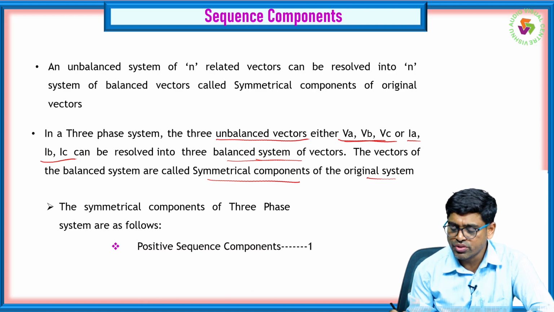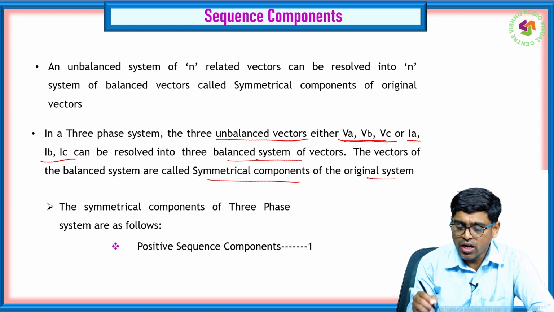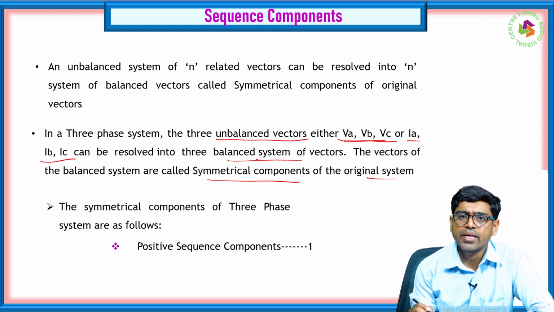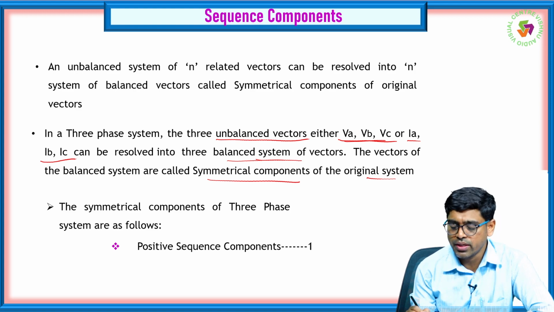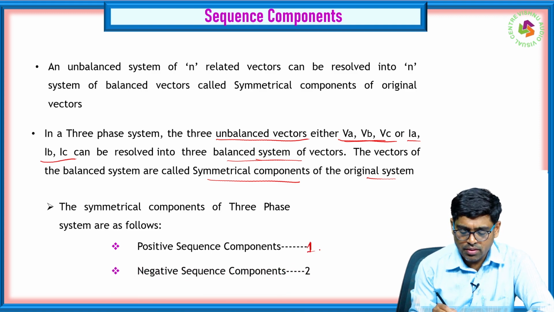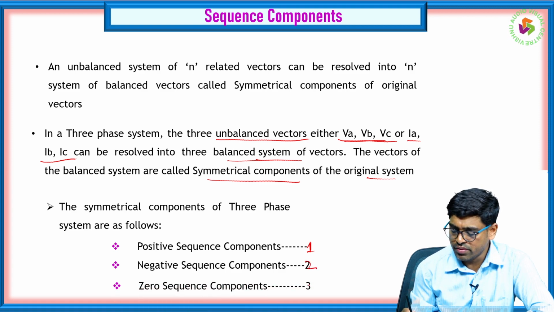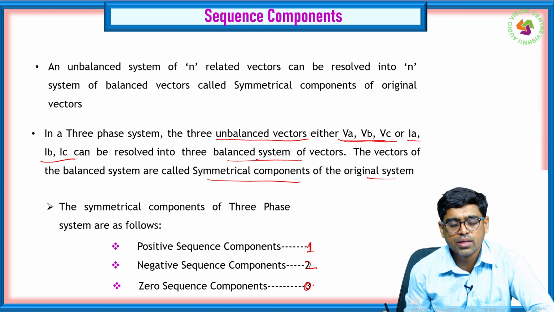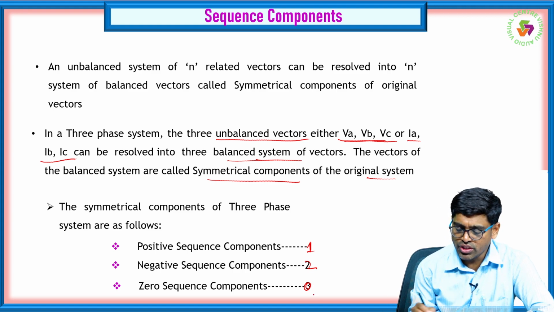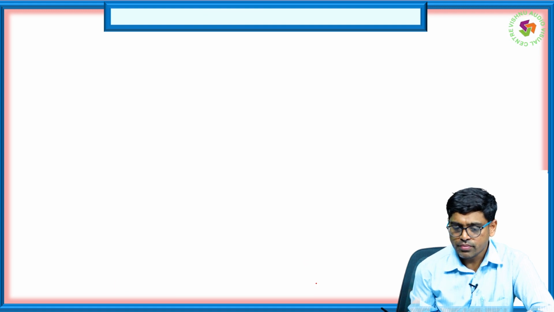One is the positive sequence component. In order to study these unbalanced quantities, we have the positive sequence component, which we represent with the notation 1, the negative sequence component, which we represent as 2, and the zero sequence component, which we represent as 0. Okay, so 1, 2, 0. Positive sequence is 1, negative sequence is 2, zero sequence is 0.